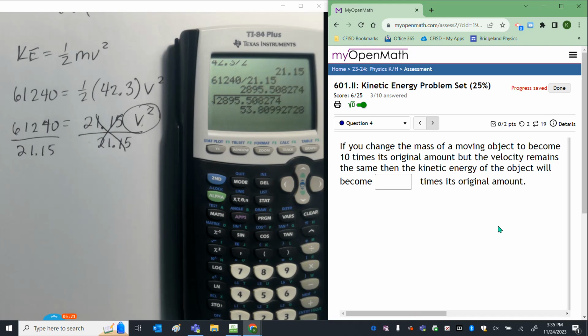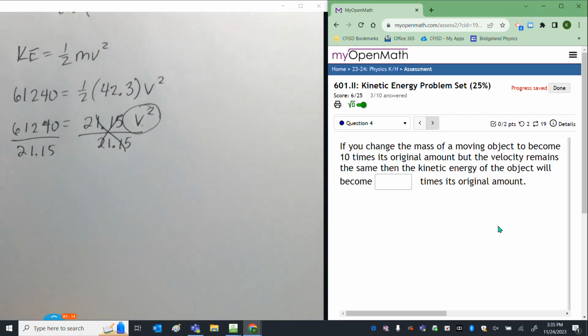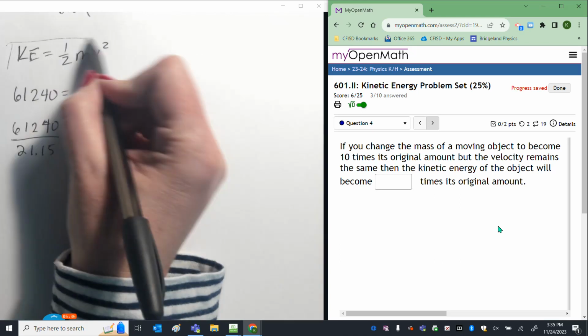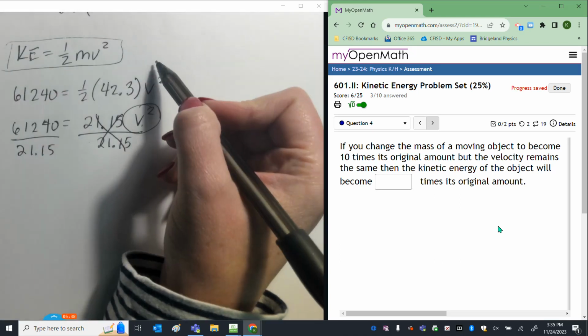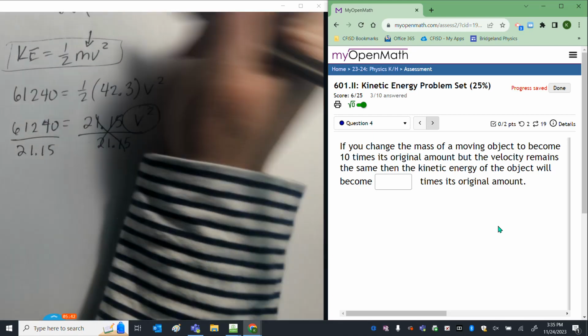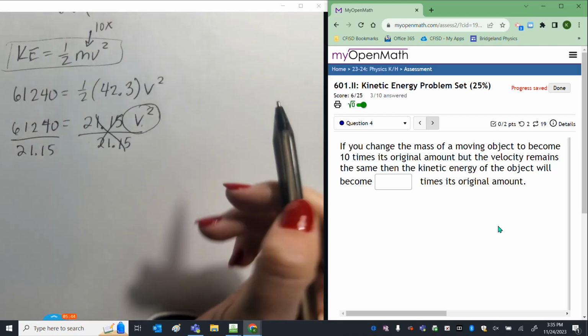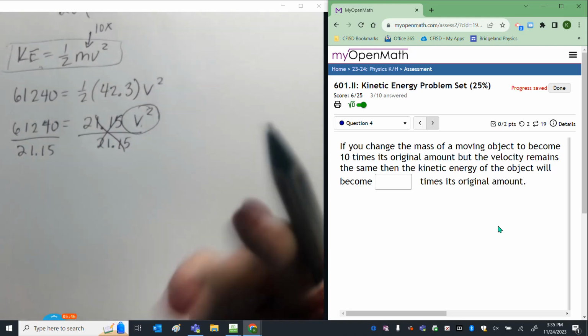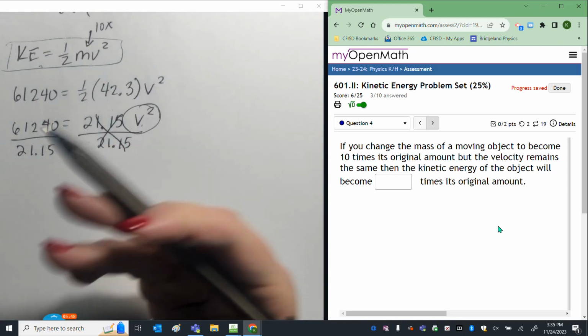If you change the mass of a moving object to become 10 times its original amount, but the velocity remains the same, then the kinetic energy will become blank. It's, again, asking us for the relationship. Looking just at this formula, not the math that we just did: if you change this so that it is 10 times as much, how does it affect this? And again, you can plug in fake numbers and see what it does.